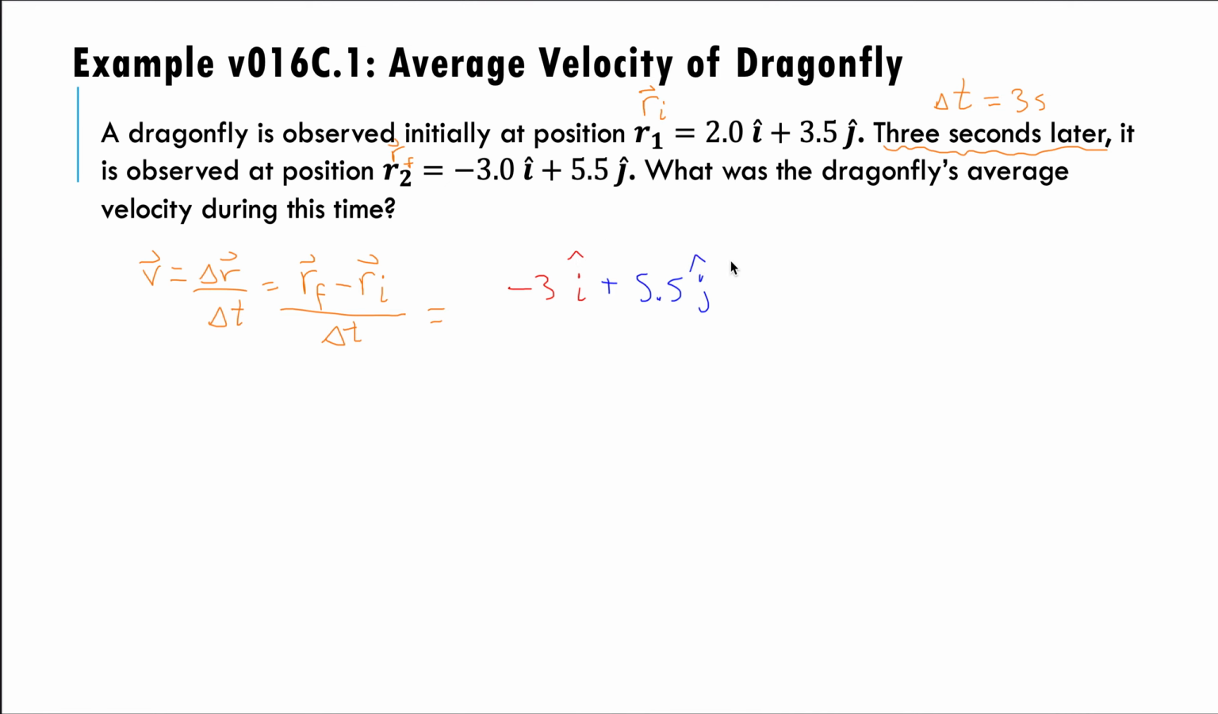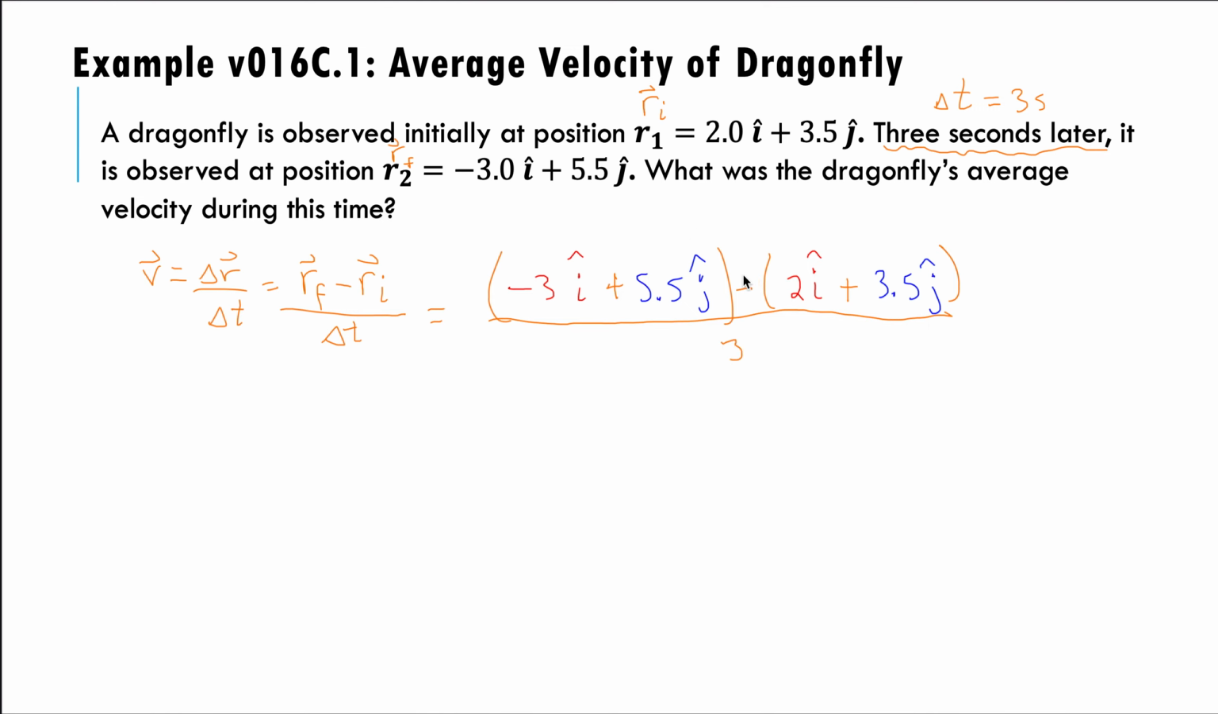And then we're going to have minus, sorry, I'm having fun with my colors here. That's vector RF, and then we have minus RI, so 2i, and then we have plus 3.5j. All of this is over delta t, which is 3 seconds.